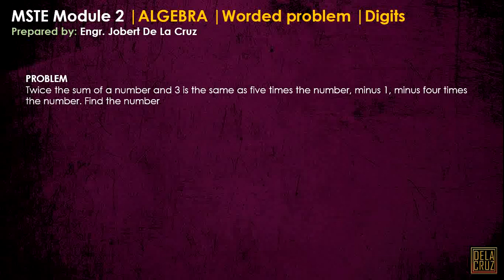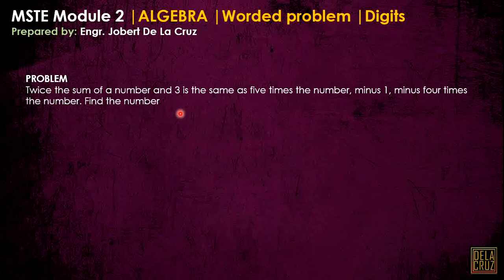Okay, so let's have the word problem on digits. Let's start with this basic example. Twice the sum of a number and 3 is the same as 5 times the number minus 1 minus 4 times the number. Find the number. So ano yung ibig sabihin dito?